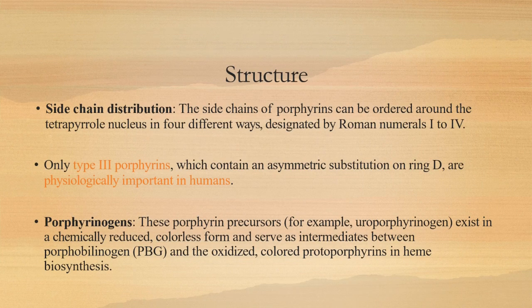Side chain distribution. The side chains of porphyrin can be ordered around the tetrapyrrole nucleus in four different ways, designated by Roman numerals 1 to 4. Only type 3 porphyrin, which contains an asymmetric substitution on ring D, is physiologically important in humans. Porphyrinogen. These porphyrin precursors, for example uroporphyrinogen, exist in a chemically reduced colorless form and serve as intermediates between porphobilinogen and the oxidized colored protoporphyrin in heme biosynthesis.